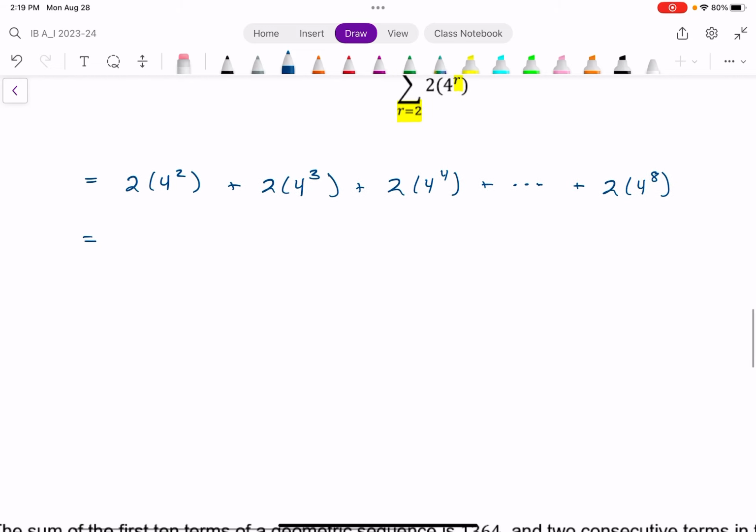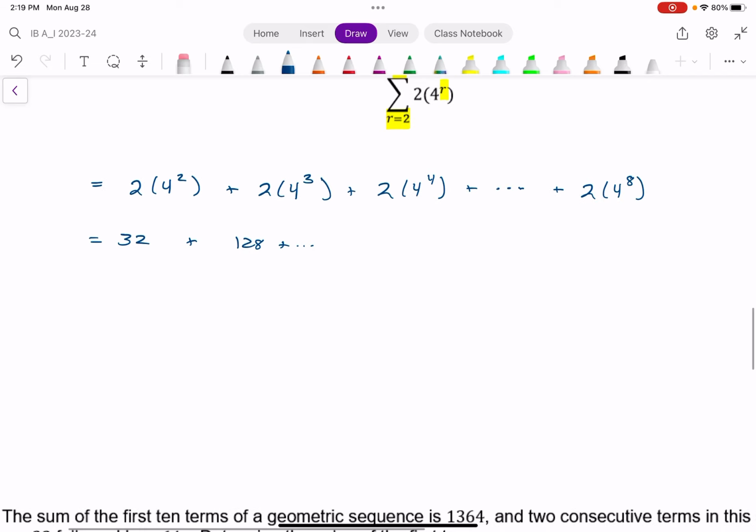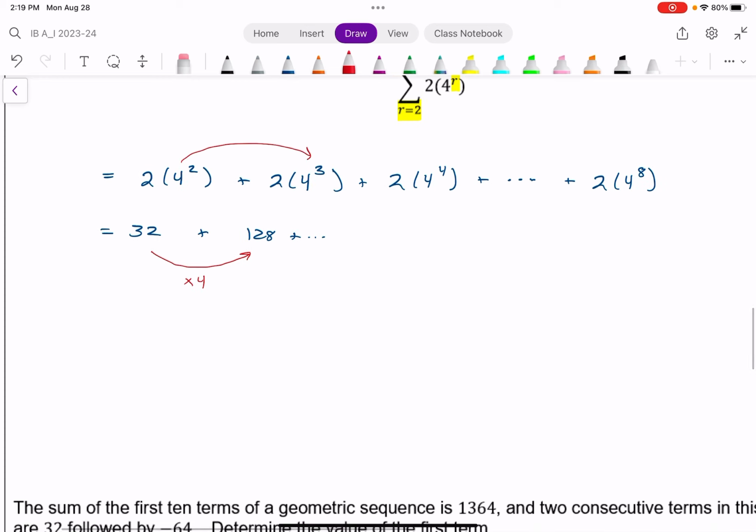For example, that first term is 2 times 16, which is 32. The second term is 2 times 64, which is 128, and so on. And so I can clearly see the common ratio. Either if I look from here, I can see with a quick calculation, this is multiplying by 4, or I can see it right from here. The only difference from each term to the next is I multiply by an extra 4. So there's my common ratio: 4, or multiplying by 4.